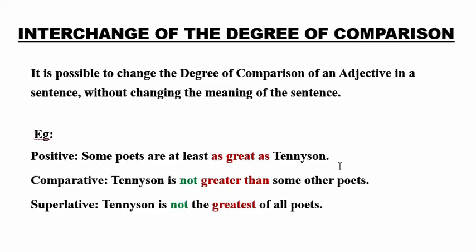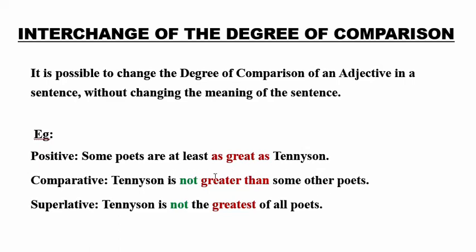That is, there are other poets who are as great as Tennyson. Okay, Tennyson is not the only greatest poet. That is the meaning of the sentence. Okay, now we can see how the sentence is transformed into another sentence using a negative term, and also the other degree of comparison, that is, in the second sentence the sentence changes to Tennyson is not greater than some other poets.